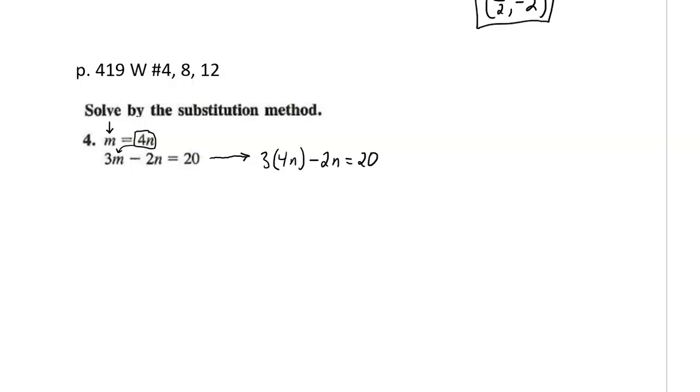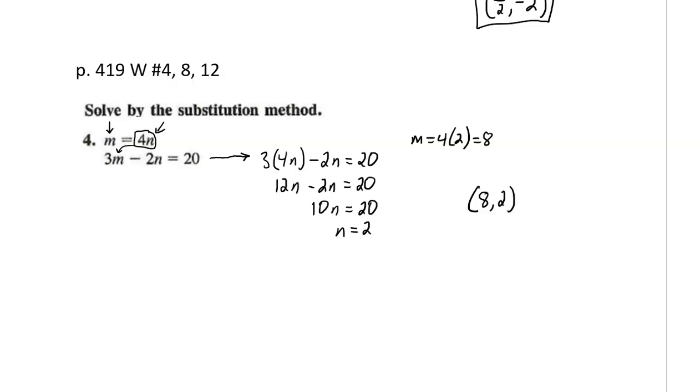And now you solve this. This is 12n minus 2n is equal to 20. Combining like terms, 10n is equal to 20. So n is equal to 2. Now use substitution again into the first equation. So m equals 4 times 2, which is 8. Alphabetically, m before n.